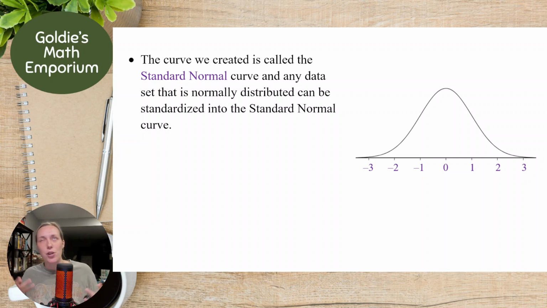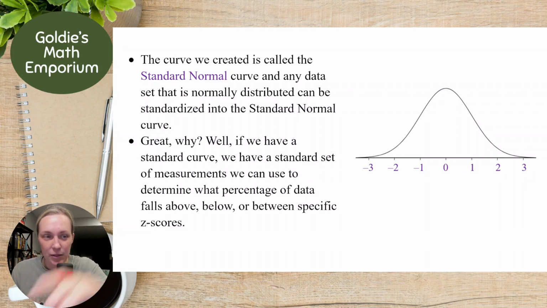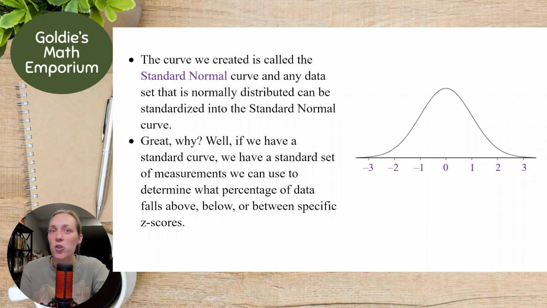I guess test scores aren't always normally distributed, but if they were, we could have done it, okay? Anything that's normally distributed, we can create the standard normal curve from it, okay? And again, the question is great, Goldie, why? Okay, this was fun and special, but what does this help me do?